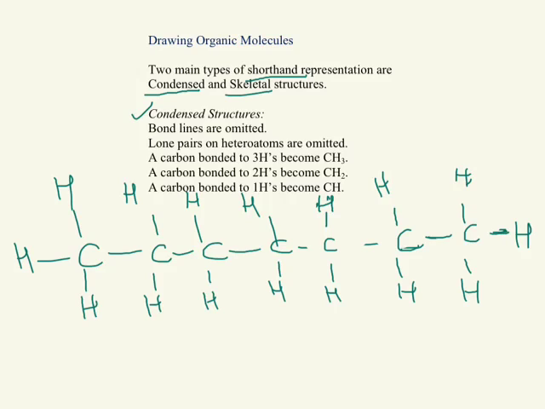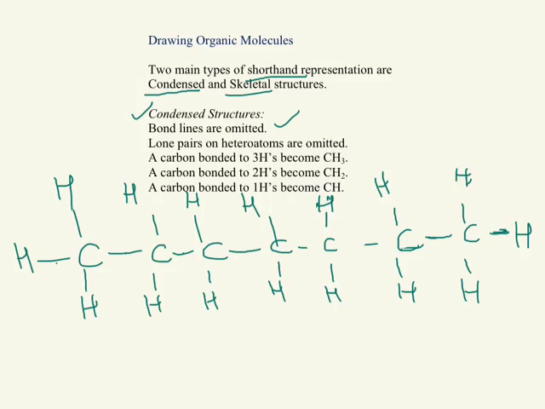All right, now here, rule number 1 is bond lines are omitted when you're writing the condensed structures. So that means we're not going to make these bonds. If there are any heteroatoms, remember heteroatoms are atoms other than carbon and hydrogen, if there are any heteroatoms present in the structure, then you do not put lone pairs on that.